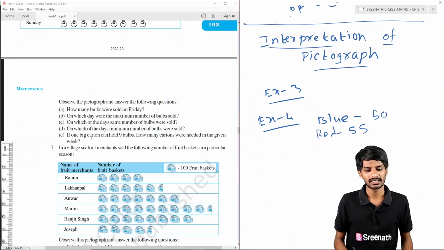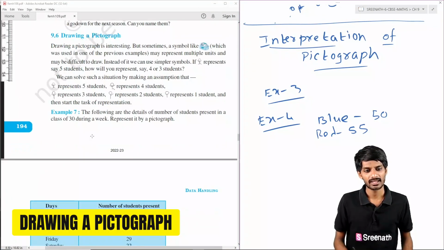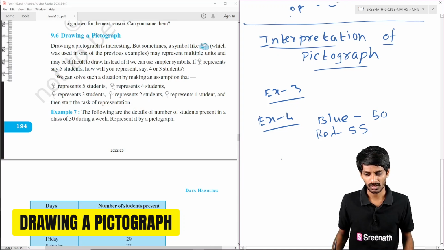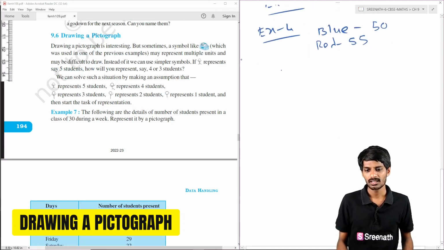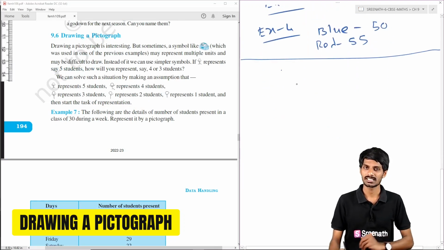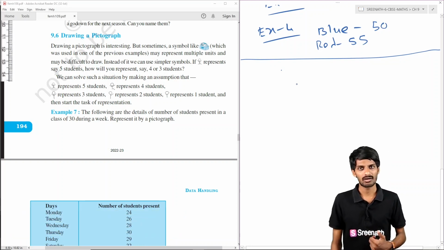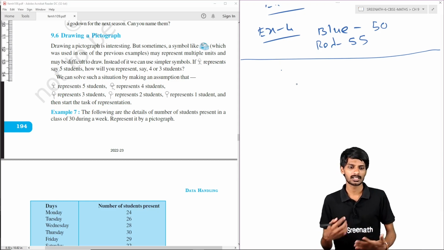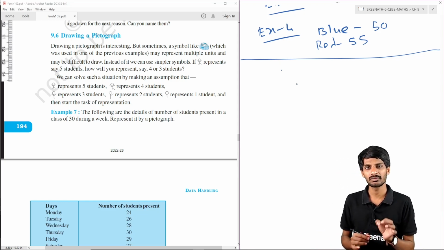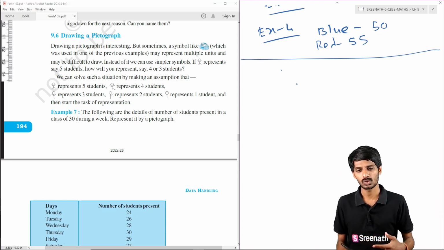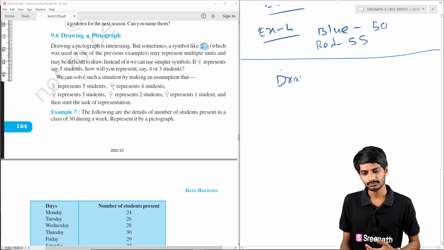So if you complete it, next thing is drawing a pictograph. How to draw a pictograph, students? We have seen what is meant by a pictograph. It is a pictorial representation of data, and how to interpret the pictorial graph. We have already done that task. Next thing is drawing a pictograph. How to draw a pictograph?